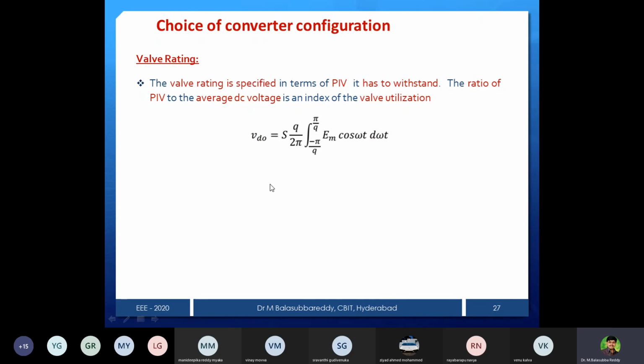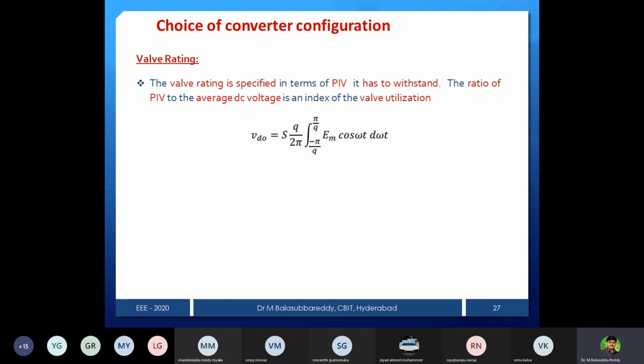What is this formula? You can see that for any waveform, the output voltage is obtained by integrating over one cycle or one pulse. Now what is S here, what is Q here? Q is the number of valves, so that many are connected in parallel, and S is the number of basic commutation groups connected in series. So all together it is the number of pulses only.